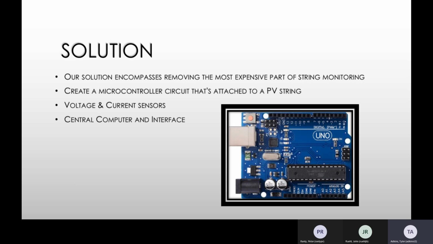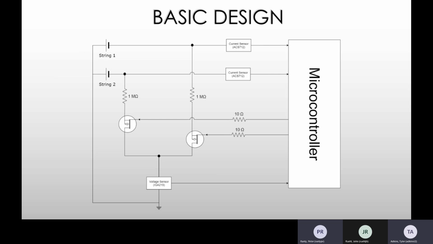So our solution encompasses removing the big expensive part, the CTs and PTs. Those are thousands of dollars, and it's the most expensive part. So we're going to create a microcontroller circuit and attach it to the PV string. It's going to be composed of voltage and current sensors, MOSFETs, resistors, the Arduino itself, and then we're going to take this information back to a central computer and interface it for people to be able to look at it.